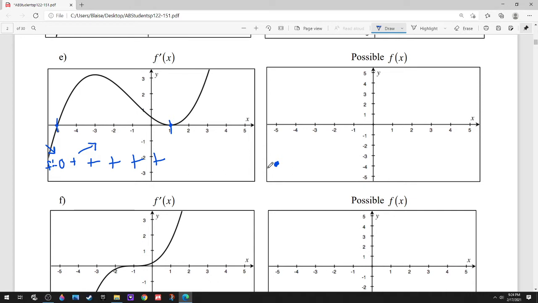We haven't talked about concavity yet, so I'm not sure if it's going to hook in like that, or maybe it's going to swoop in like that. We're not quite sure just yet. That's why I'm not drawing the whole curve yet. And then I'm going up, going up, going up until I hit 1, where we have a slope of 0 again. And then after this, all these output values here are positive.